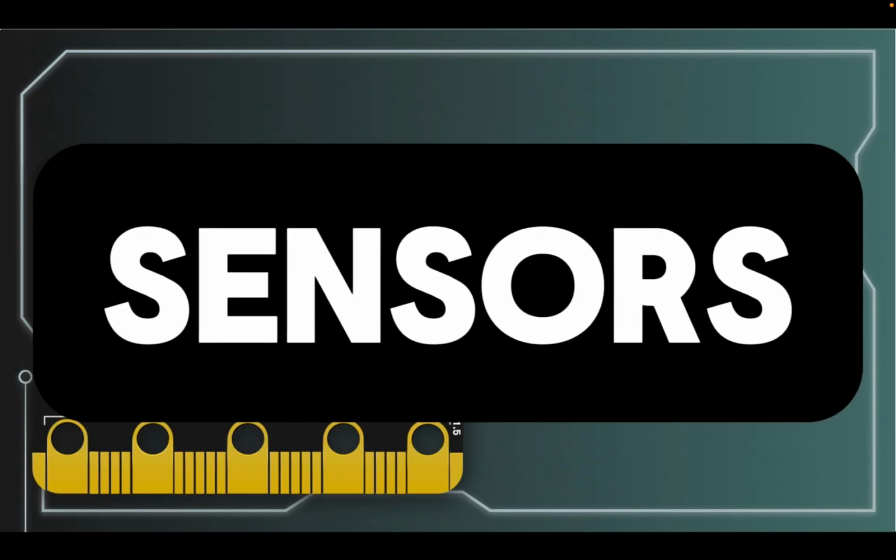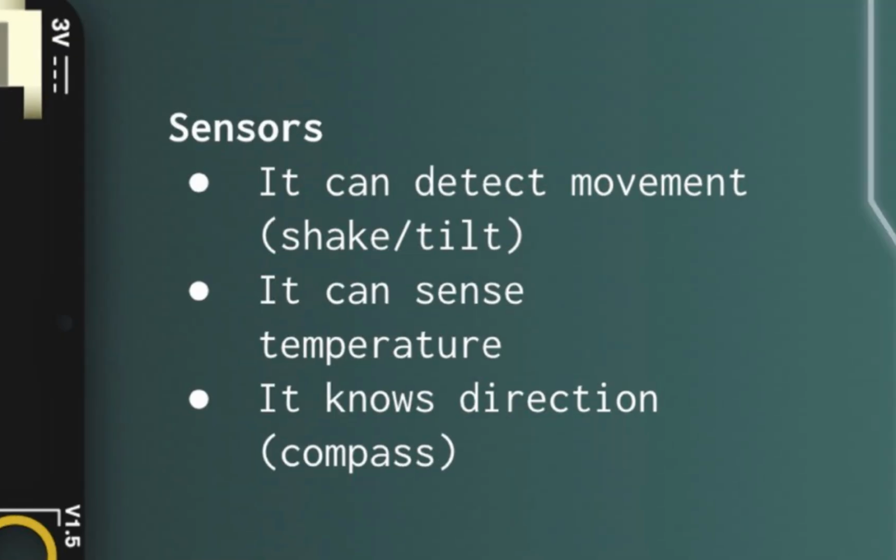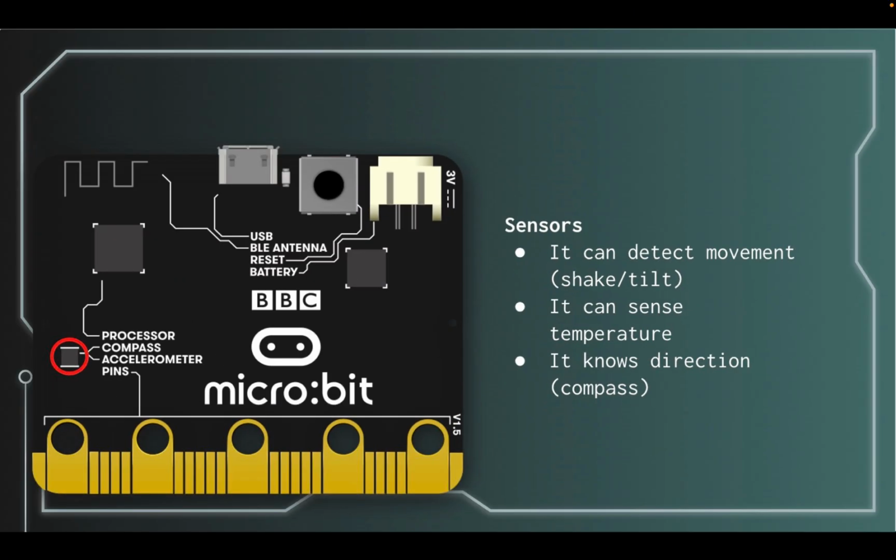Next are the sensors. If you take a look at the back of the microbit, you'll see these, and it can detect movement, shake, tilt. It can sense temperature, and it knows direction. It's kind of like a compass, and you'll be able to do certain actions with it. So, for example, if I shake the microbit, it'll do a certain action.